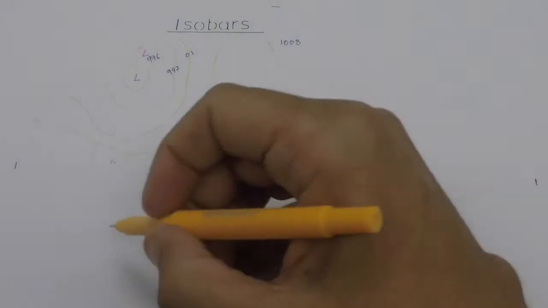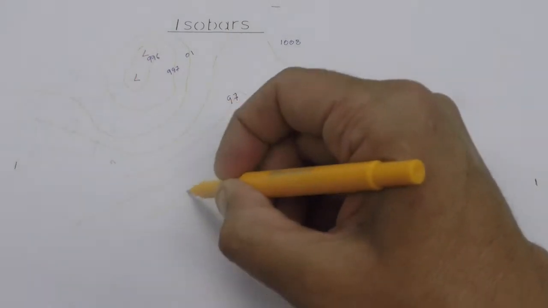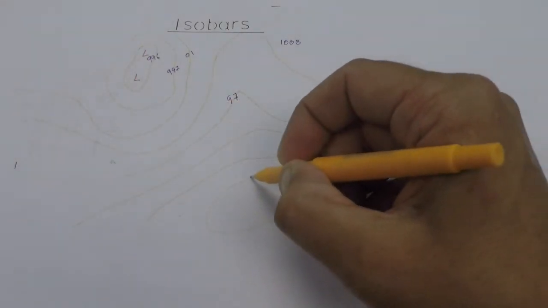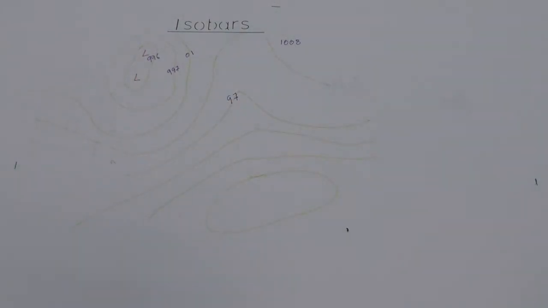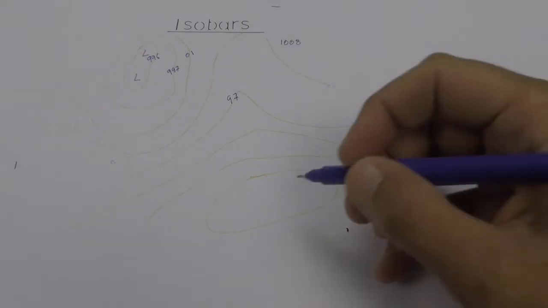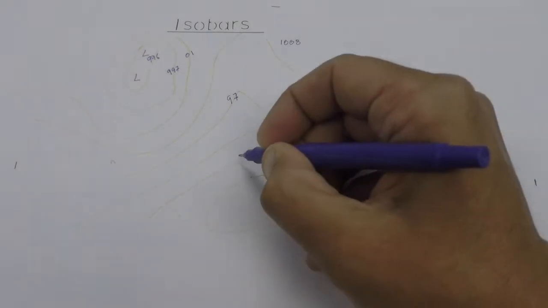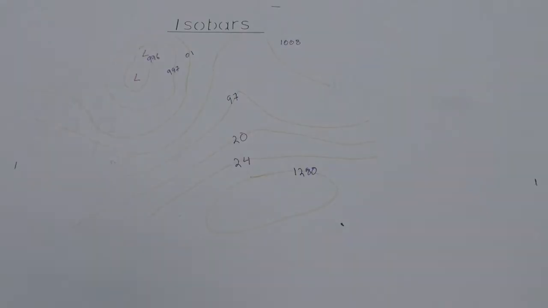Now, if we go south of this, we're also going to label those. Those isobars at the bottom are creating a high pressure area, starting with a 1280. You can see how much higher the pressure is over there. That will make a high pressure center. So now we have our area of high pressure and low pressure.